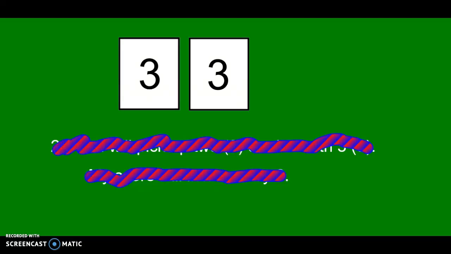So whenever we're multiplying integers, there are four possible combinations. I can have two positive numbers, which is the first combination and the easiest.